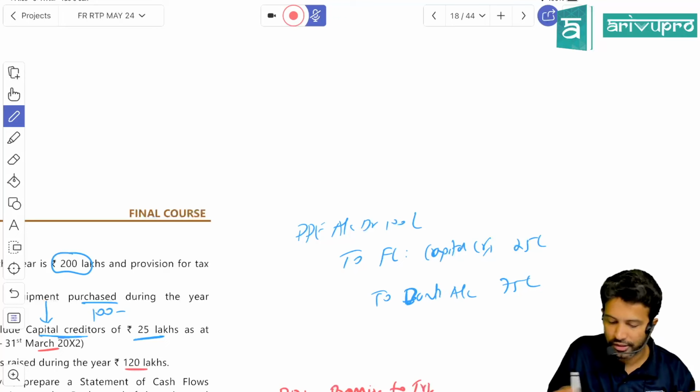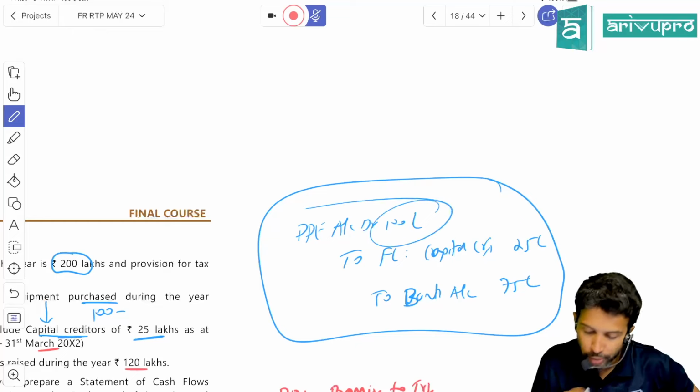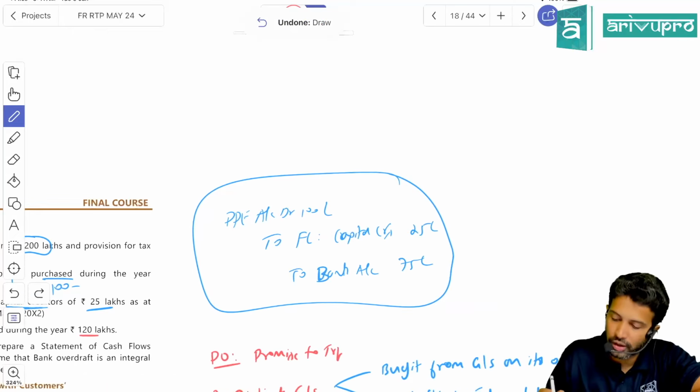This is important to us because we don't want the PP purchase, we want the cash outflow related to PP purchase. So though you purchased PP for 100 lakh, the cash outflow is only 75 lakh. So this number is what is relevant to us.